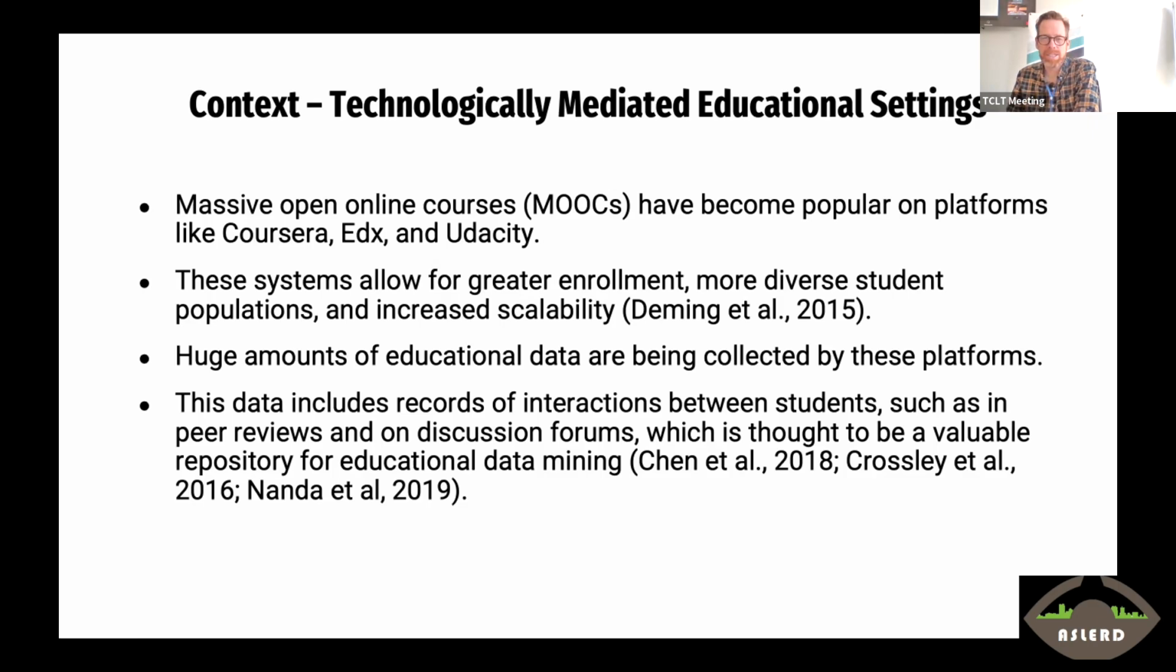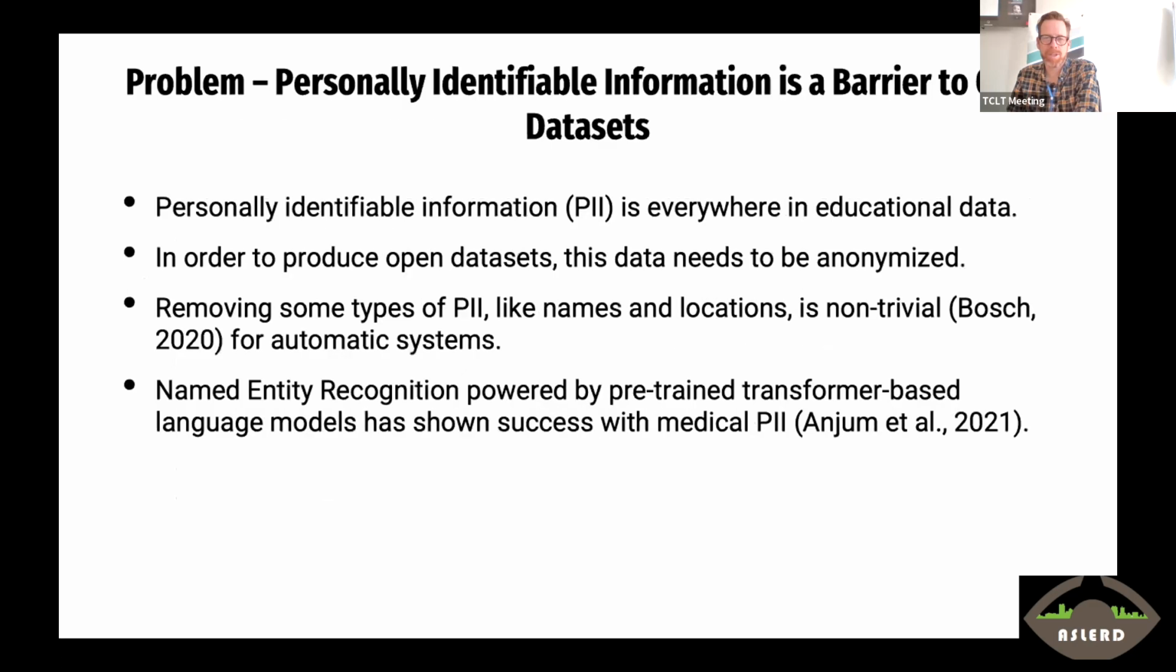And much of that data is going to be forum data, which is basically where students themselves write data into either forum posts, discussion posts, and sometimes into assignments. And this data can be very valuable. A major problem with all this data is personally identifiable information, so PII. It is everywhere in educational data. And in order to produce open data sets, which is what we always seek, data needs to be anonymized. But this is absolutely a non-trivial problem, especially for automatic systems.